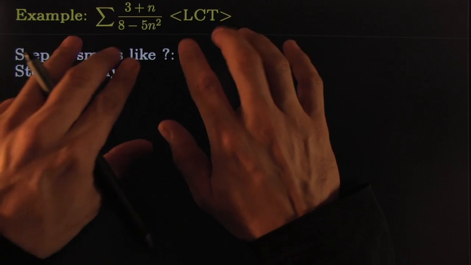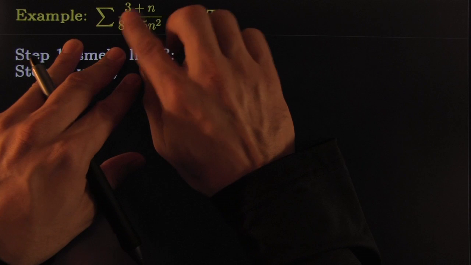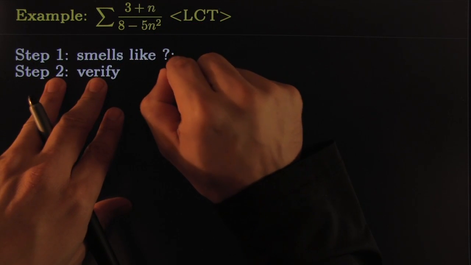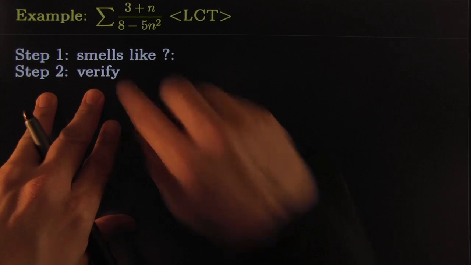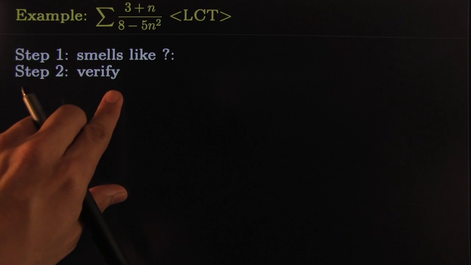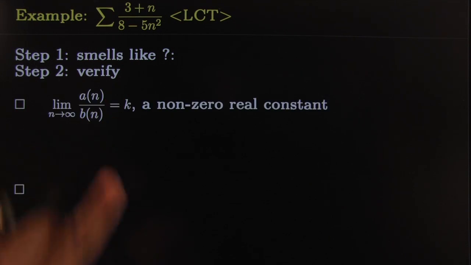In any case, here's the strategy for the limit comparison test. We first try to sniff this out and see, what does it smell like? That's going to be the first step. Once we figure out what it smells like, we do a second little test to make sure that we did the first step correctly, that we've got the right sequence, and to do that we're going to take the limit.